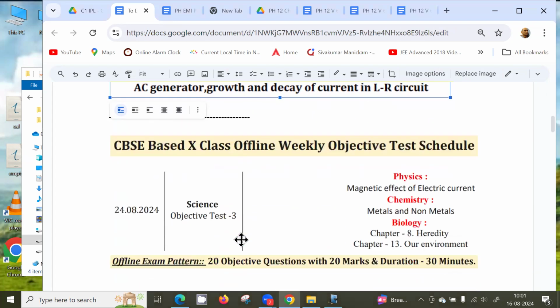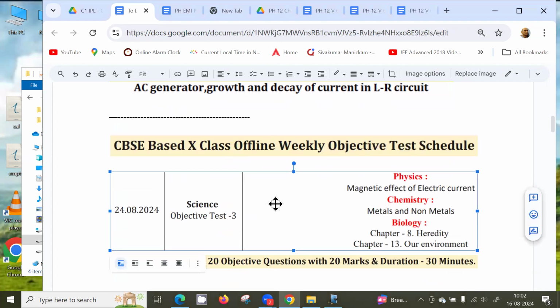And there is one more test, right? Board exam, CBSE. That's on Saturday. Magnetic effect of current. That is the previous topic which is studied for this in IPL. If you have doubts in this also, you can ask me.